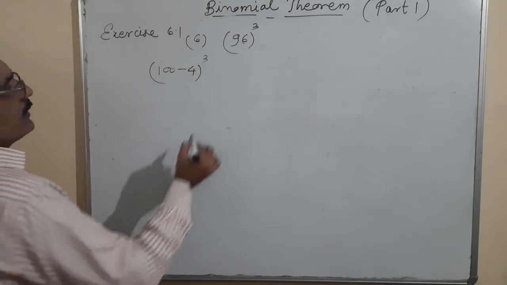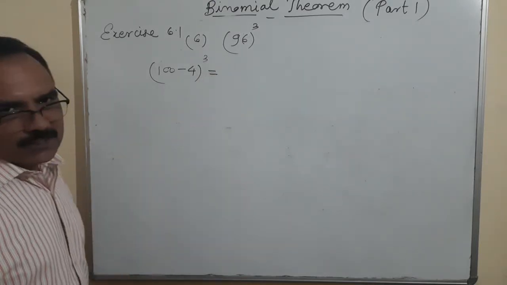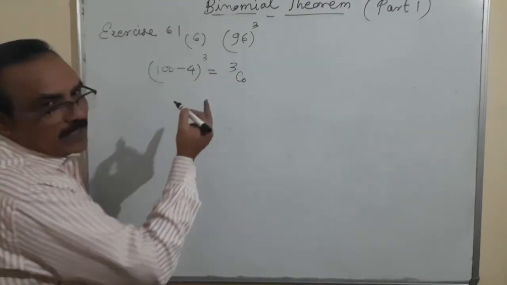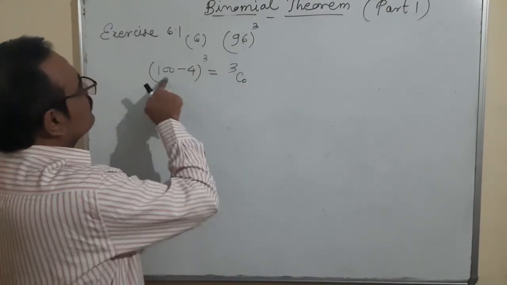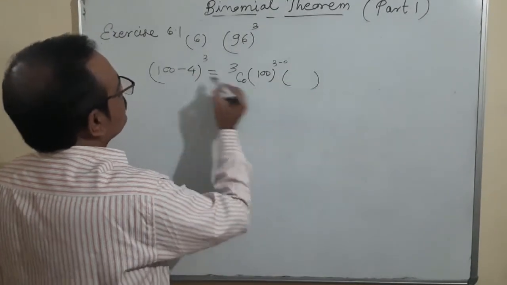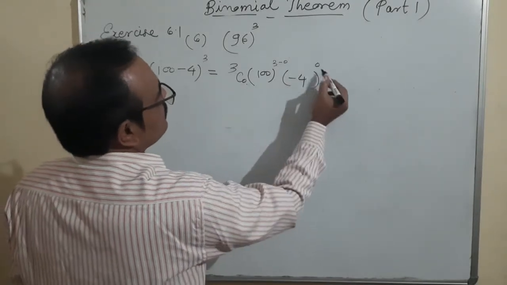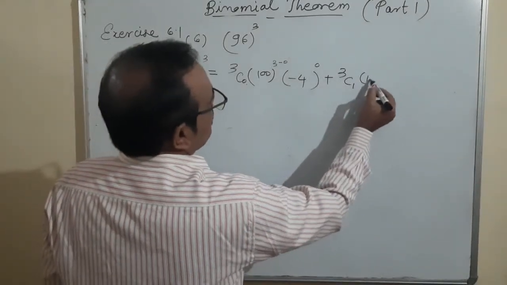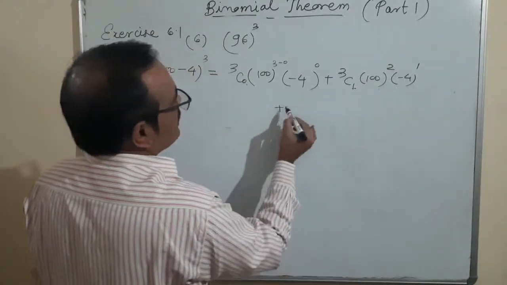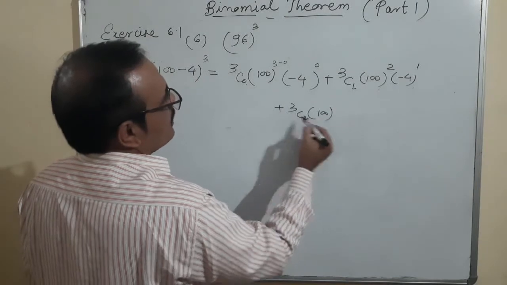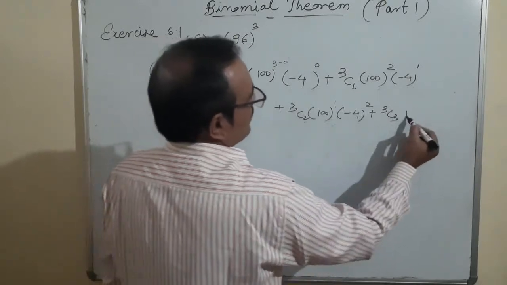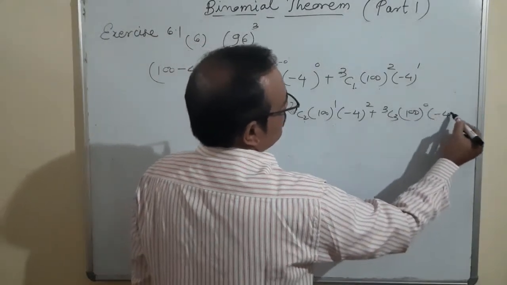Okay. And binomial expansion x plus y to the power n, simply write here 3C0. Now you will remember like that. 3C0 first term, 100 to the power 3 minus 0 into minus 4 to the power 0, plus 3C1, 100 to the power 3 minus 1, into minus 4 to the power 1, plus 3C2 100 to the power 3 minus 2, into minus 4 to the power 2, and 3C3 100 to the power 3 minus 3, into minus 4 to the power 3.